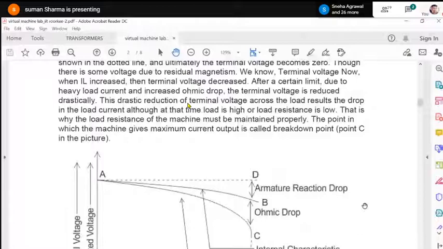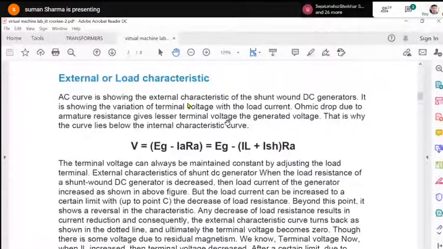So we see the external or load characteristic. The AC curve is showing the external characteristic. It is showing the variation of terminal voltage with load current. The ohmic drop, the IR drop due to the armature resistance, gives a lower value of terminal voltage as compared to generated voltage EG. That is why the curve lies below the internal characteristic curve.